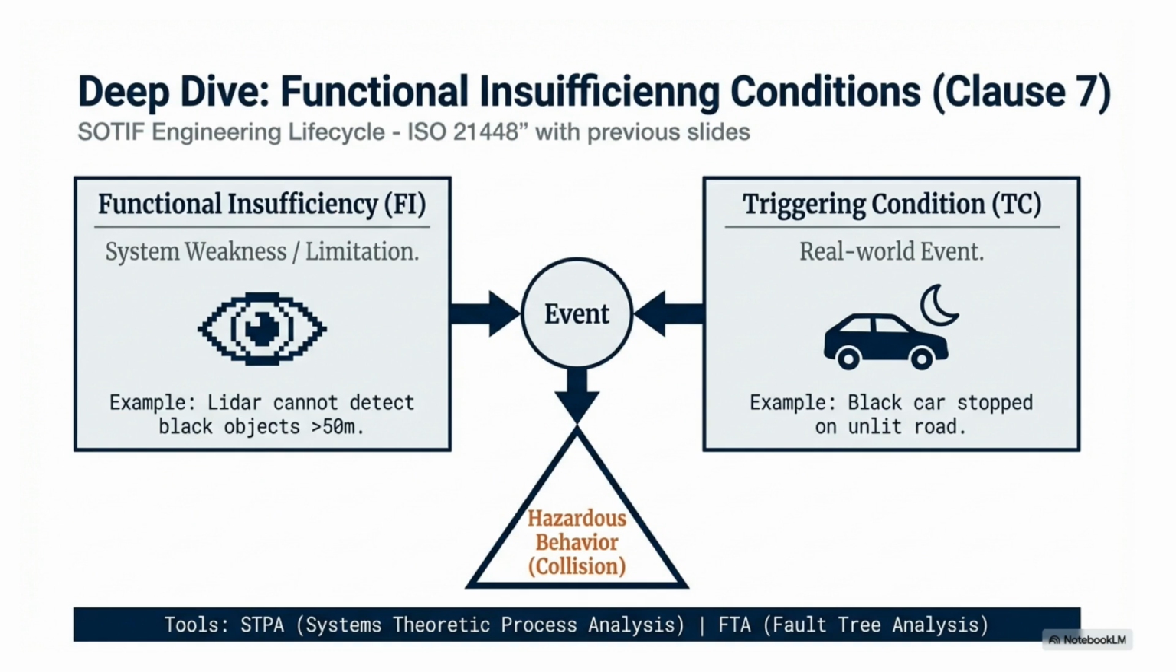That weakness stays latent until it is activated by a specific real-world triggering condition, TC. For example, a black car stopped on an unlit road at night. When that TC hits your FI, you get hazardous behavior. Our job in Clause 7 is to use methods like STPA, System Theoretic Process Analysis, to look for these causal factors before they lead to losses. By hunting for these black swan events systematically, we move scenarios from the dangerous unknown into the manageable known.